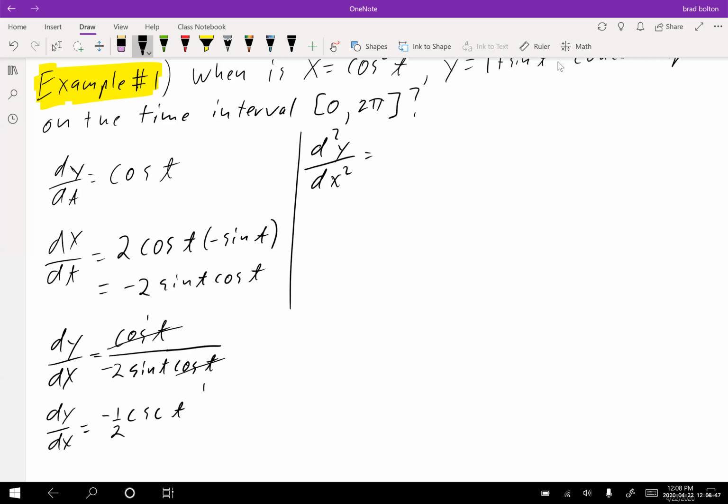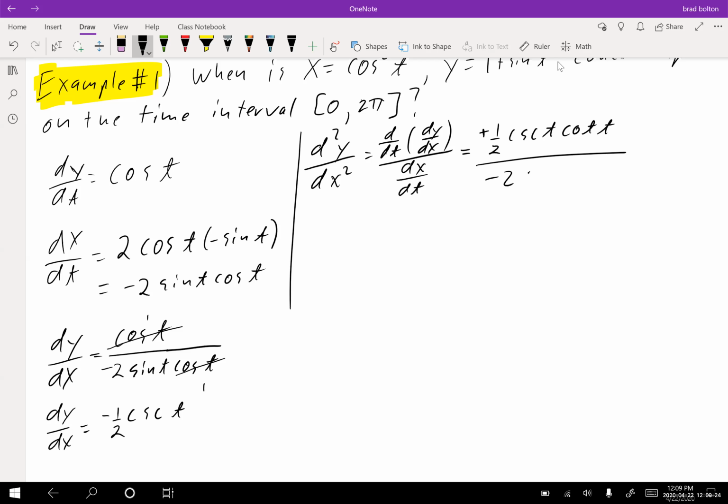And remember, the second derivative says d/dt divided by dx dt. So we're going to take the derivative of our first derivative, which will be negative 1/2, but the derivative of cosecant is negative cosecant t cotangent t, so this is going to turn positive. Cosecant t cotangent t divided by, now it says dx dt. dx dt was negative 2 sine t cosine t.